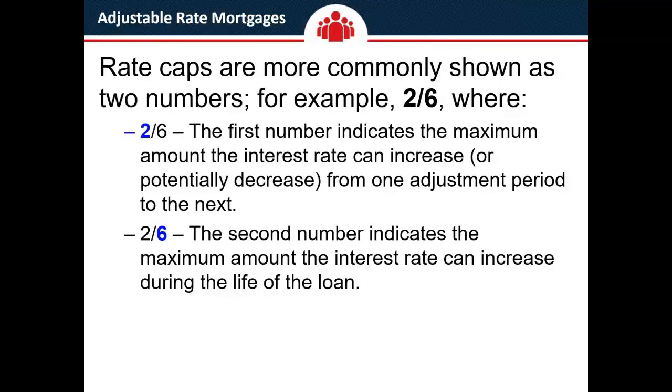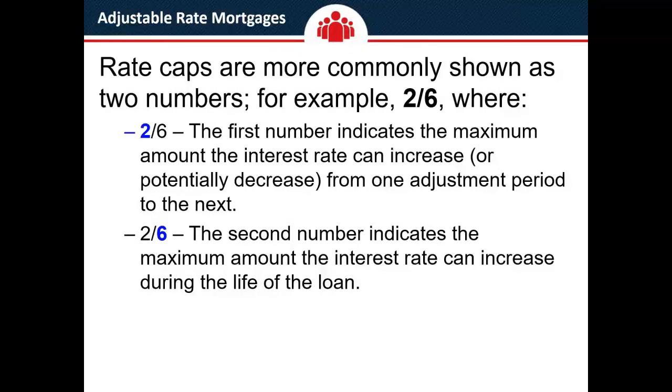Sometimes, and more commonly, you're going to only see this in two numbers. Like in our example here, 2/6. Remember, these are caps. When you see two numbers, just 2/6, the first number indicates the maximum amount the interest rate can increase or decrease at each adjustment period, each adjustment session. However, the bottom number, the 6 in this example, is the most it can increase over the life of the loan. Then it's capped out. It can't go up anymore.